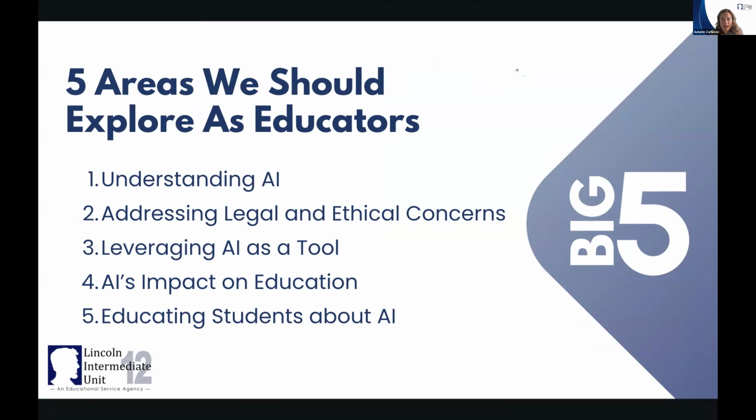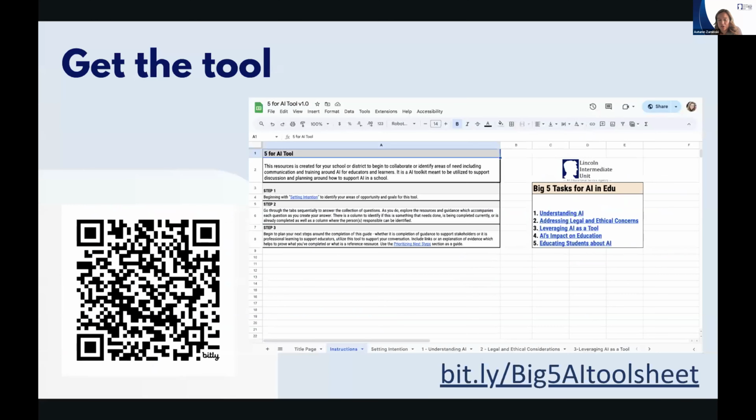But internally at the IU we have our big five that we use to guide this work and to give assistance, I should say, to those who are working through this. With the big five, you can see here the process that we take through all of that. I think all of us are pretty aware that we first have to start with understanding what it is, addressing those legal and ethical concerns. How are we using it as a tool, starting to get people to use it, think about its impacts, and then obviously eventually leading to educating our students.